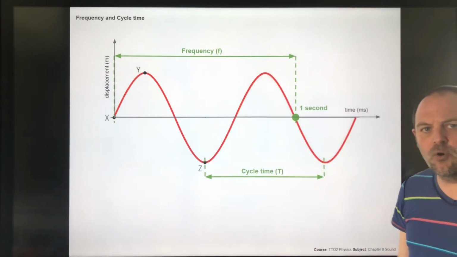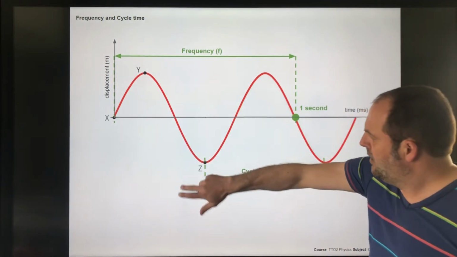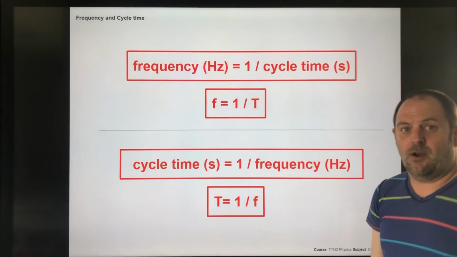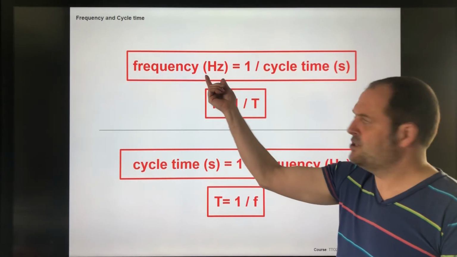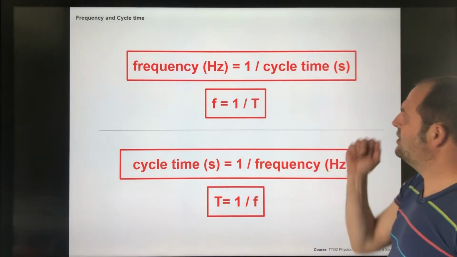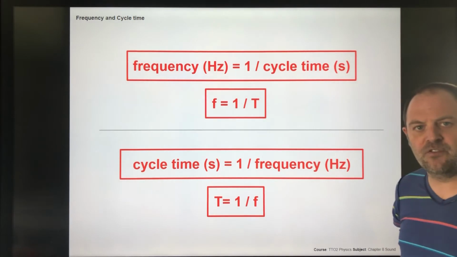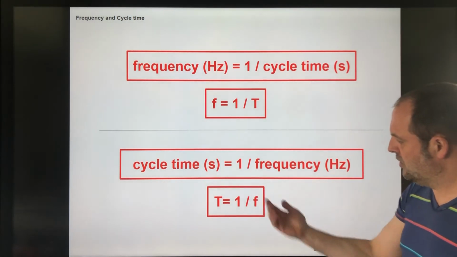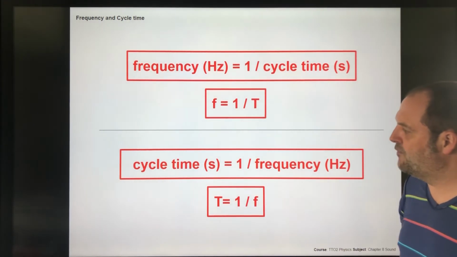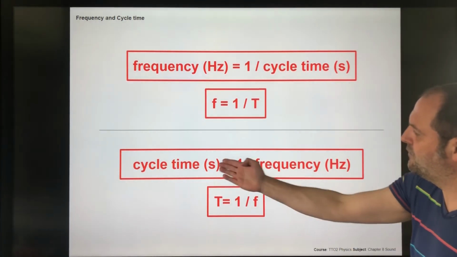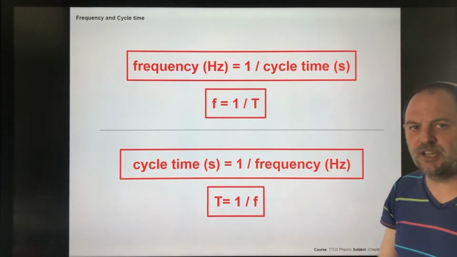There's of course a relationship between the cycle time and the frequency, and we can combine that in a formula. The formulas are actually pretty easy. It's just the opposite of each other. So the frequency measured in Hertz is 1 divided by the cycle time in seconds. So f equals 1 divided by capital T. The opposite is of course the cycle time. So the cycle time is 1 divided by the frequency. Make sure that you use standard units over here, and you will get an outcome in Hertz. So always use standard units in this case.